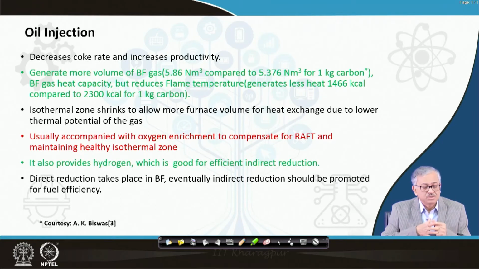And also if you can replace some amount of the CO by hydrogen, hydrogen is a better reductant, thermodynamically as well as kinetically. So in that case your indirect reduction can increase. That is why oil injection is better, because it provides the hydrogen.